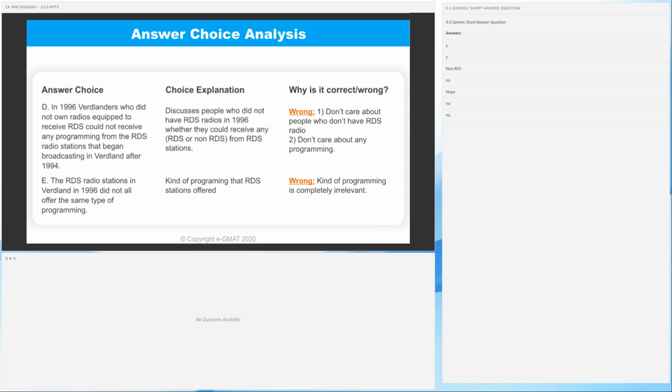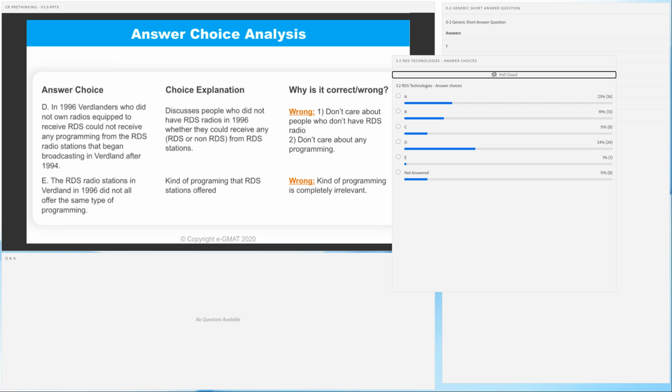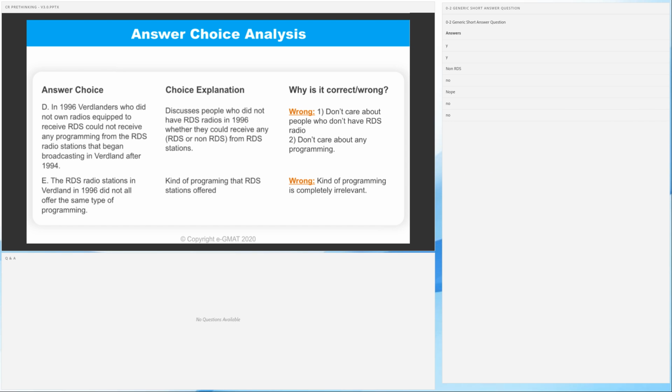Choice D was really popular. Let me just go over here, and let's look at RDS technologies. You can see how many people chose choice D. It's the most popular choice. 24 people chose choice D. Let's see why this is wrong.